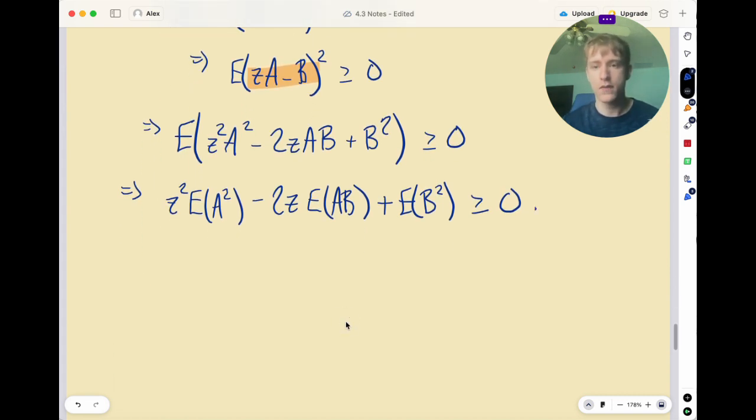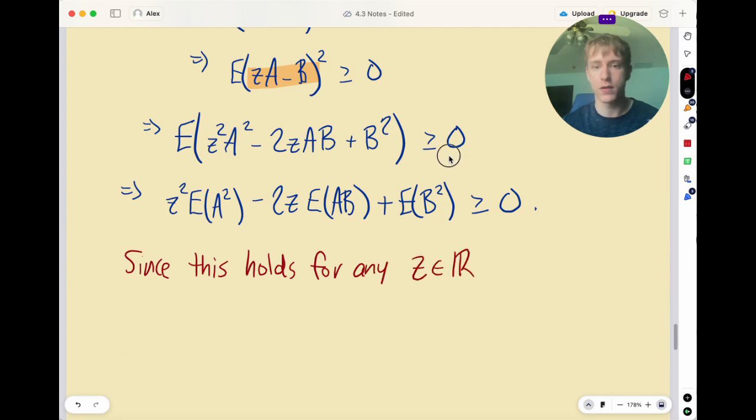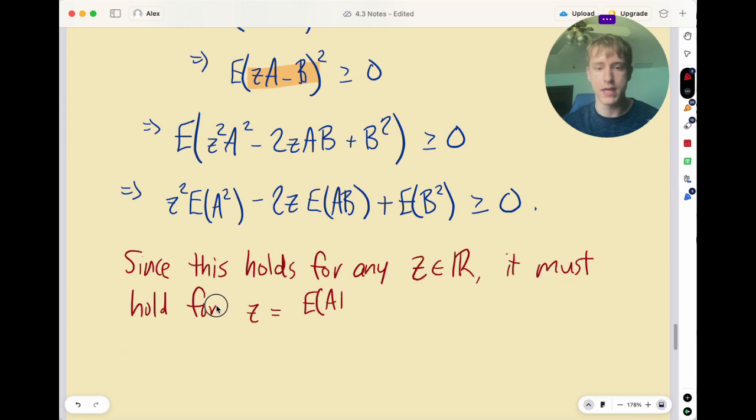Okay, and now since the above has to hold for any real number z, I didn't put any constraints on the value of z, that means that it must hold for any z that I want. So the z that we're going to choose is going to be the expected value of ab divided by the expected value of a squared, and that's why we had to put in that constraint where that couldn't be 0.